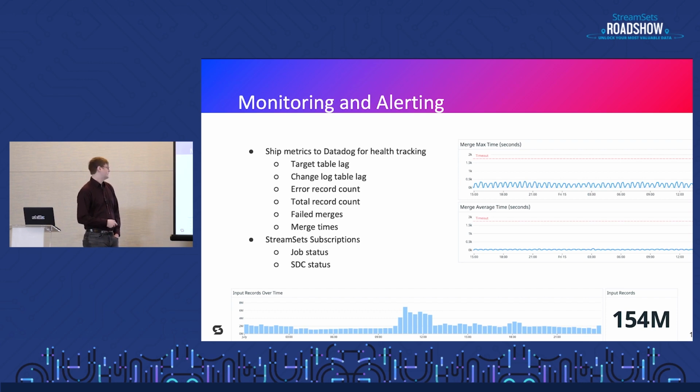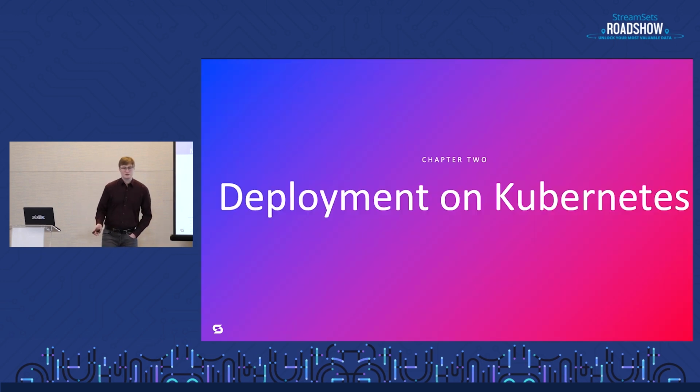And then on the StreamSets built-in subscription side, we use that to track our job status and our SDC status. So is an SDC down, or did a job stop running for some reason? Which are nice things to know, because then your data is not streaming. Ultimately, though, the lag monitors are the most important, because if a table is not being updated in the time that we expect it to, something's wrong. So that's our overarching one. And then everything else just exists for more details as to what is going wrong in the system.